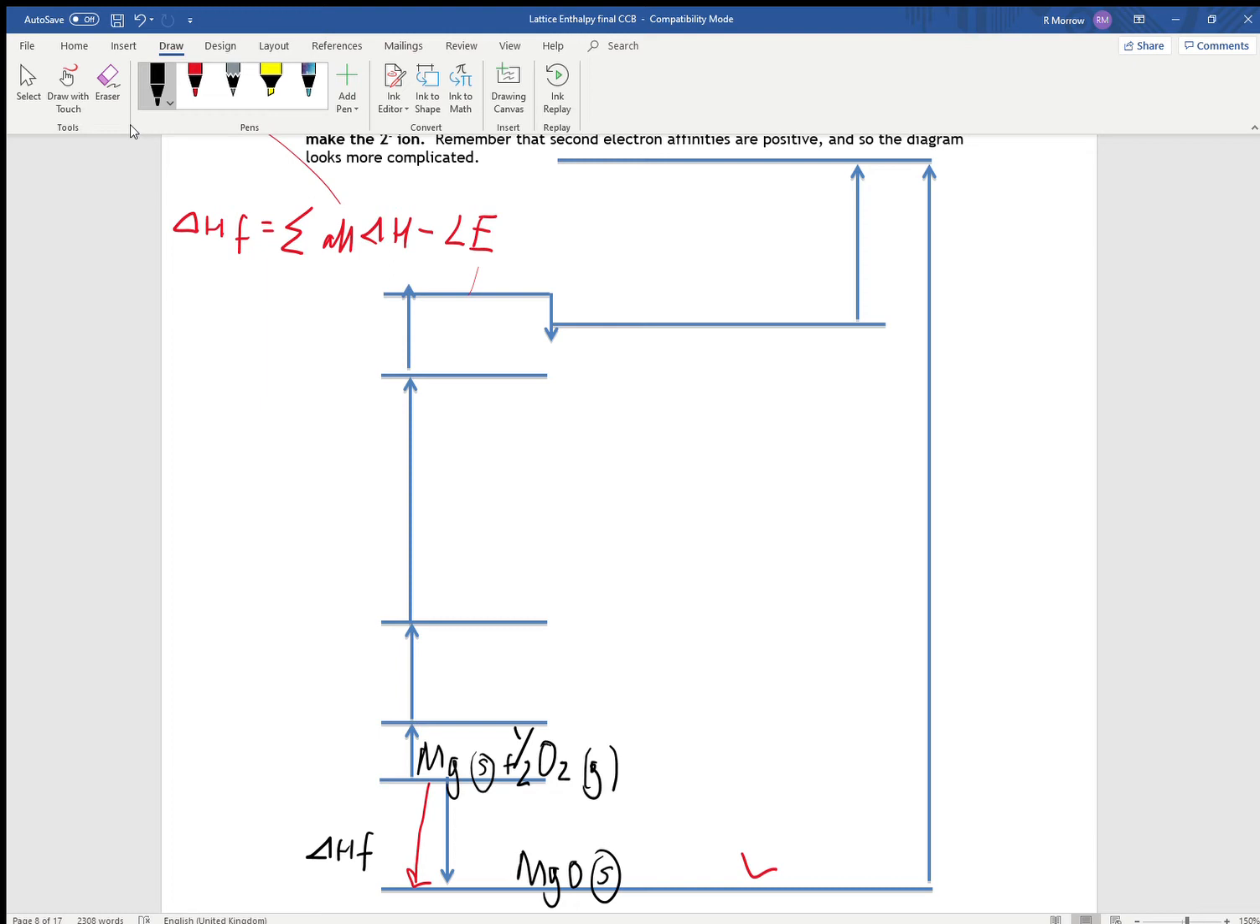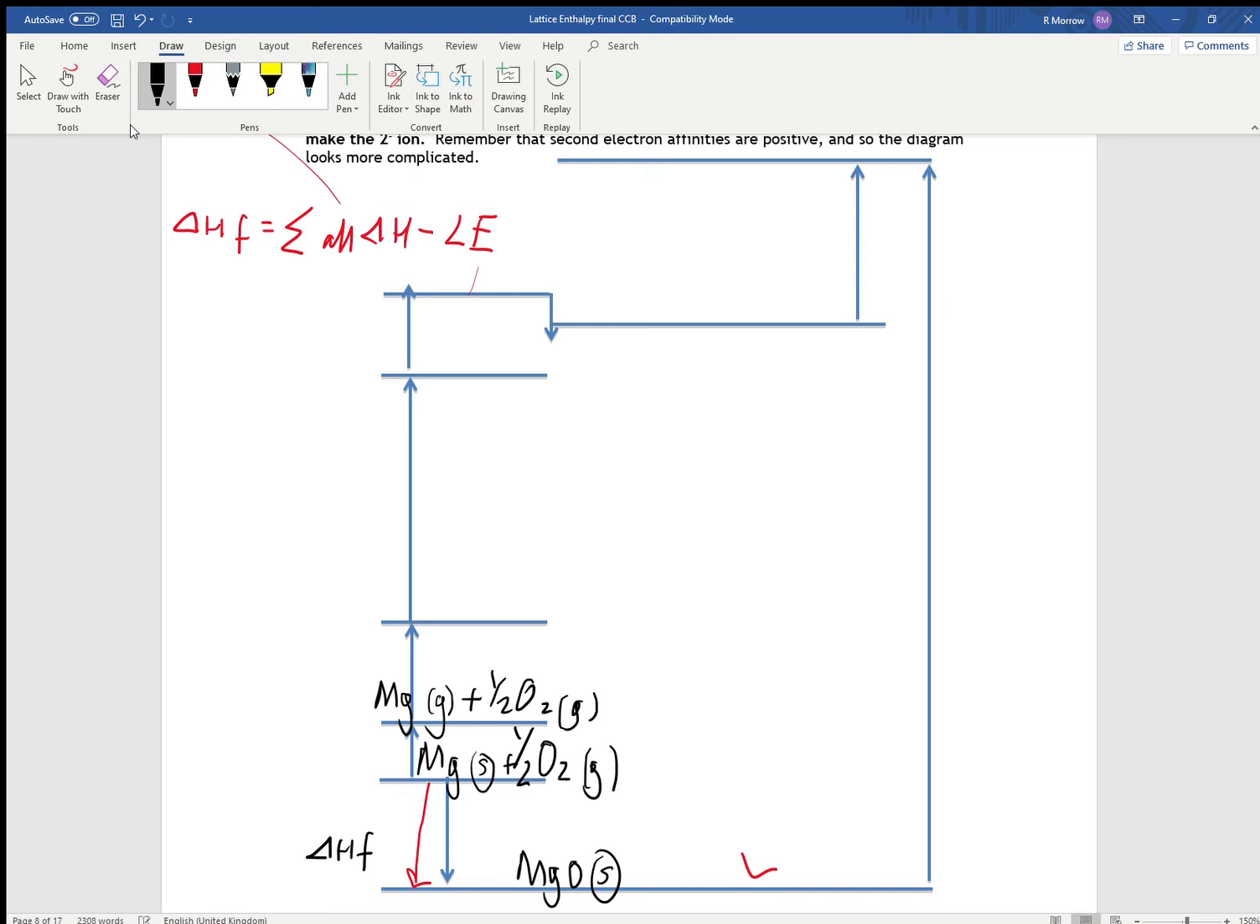Generally what we do is deal with the metals first and the non-metals second. So the first thing I need to do with the metal is turn it into the gaseous atom, so I need to carry out the enthalpy of atomization. That's Mg going to Mg gas, plus half O2. We're not going to deal with that yet.